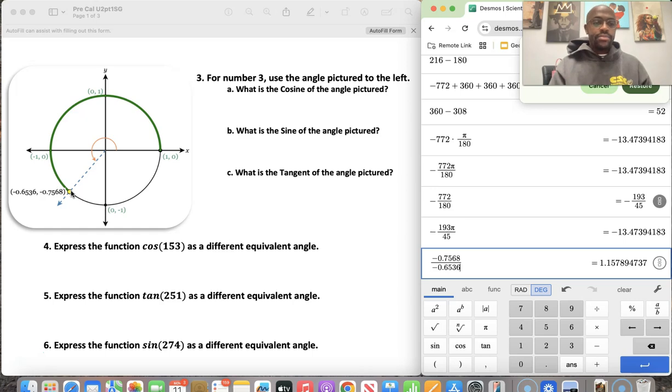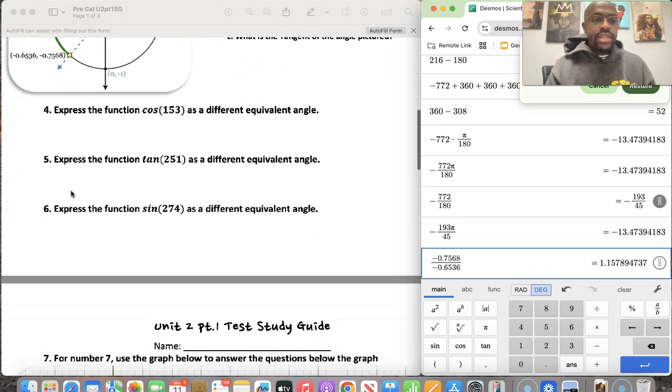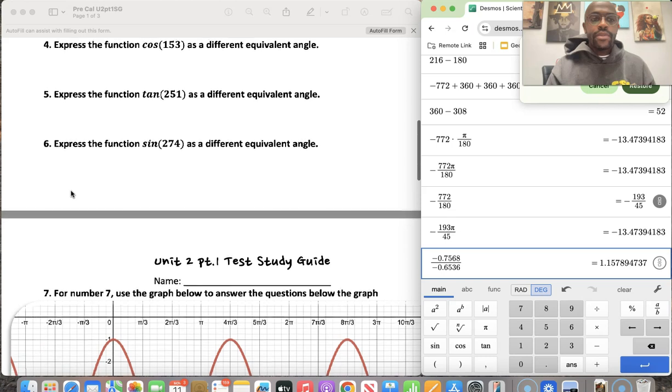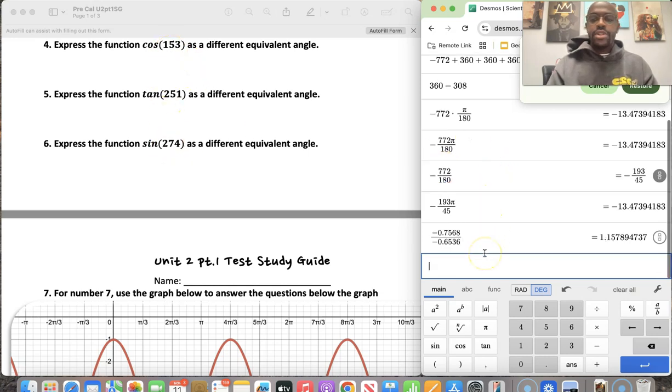All right. So now, if I look at number 4, express the function cosine 153 as a different equivalent angle. And we're going to be doing that for all three of these. So steps between here, you need to look at 153. What quadrant is that in? That's in quadrant 2. So now is cosine positive or negative in that quadrant? Cosine is negative in quadrant 2, so then you got to think about where else cosine is negative. Cosine is also negative in quadrant 3. So that means my answer is coming from quadrant 3.